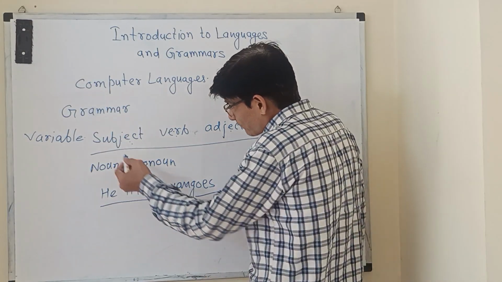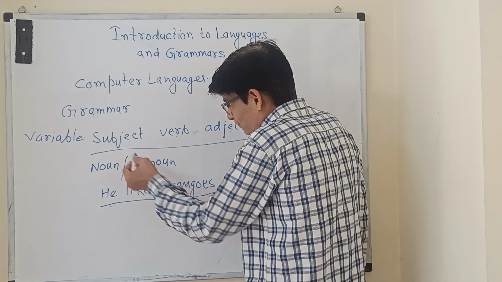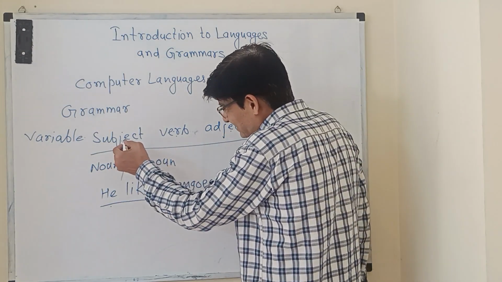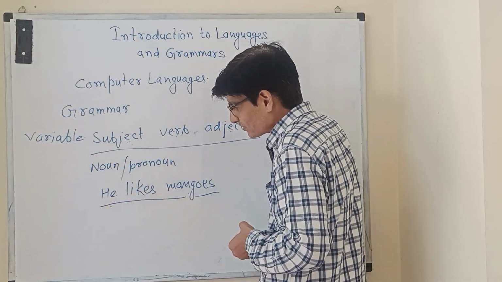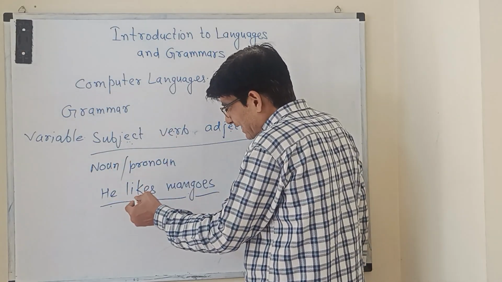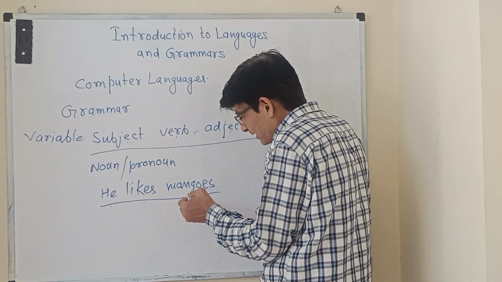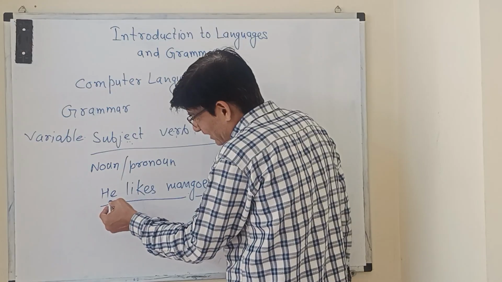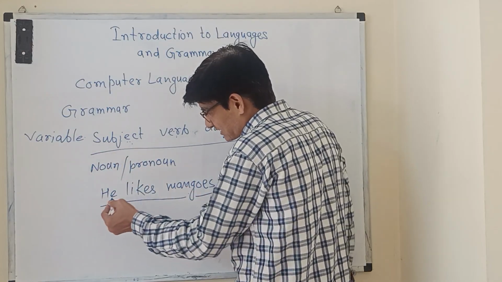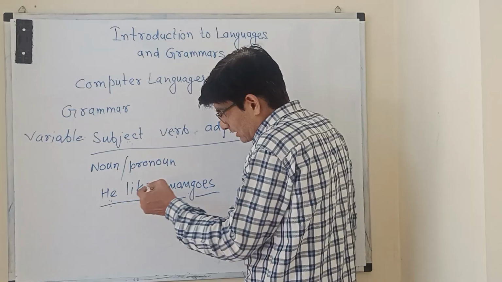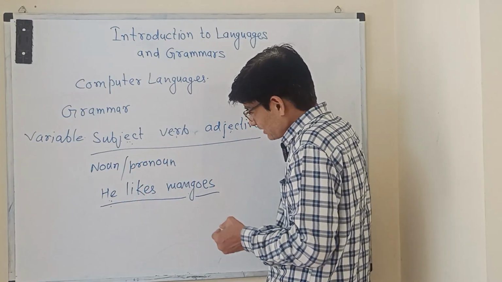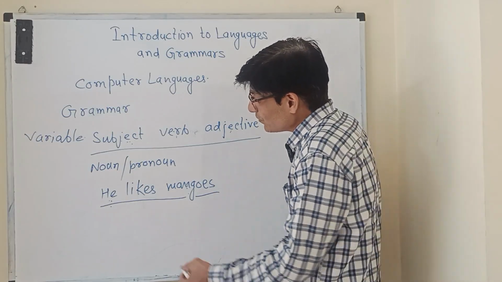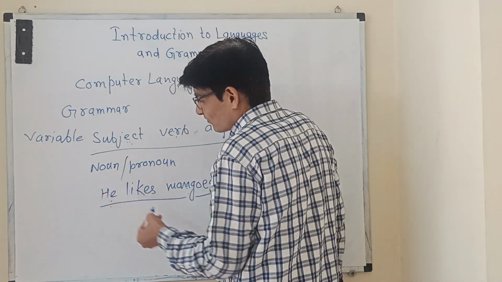Now, I have created this sentence with the help of these grammatical rules. What I have done is replace subject with he, verb with likes, and adjective with mangoes. So you can see, my friend, this is the final value of subject, this is the final value of this variable, this is the final value of this variable, and this is the final value of this variable. That means we cannot replace he with something else.